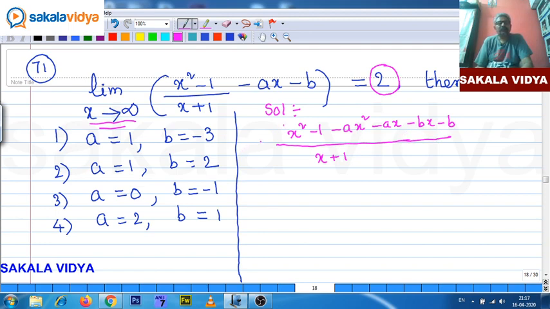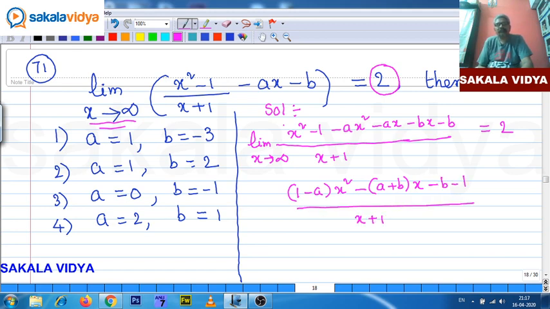So, now the limit x approaches to infinity is equal to finite value, constant 2. Now x square we can take out common. We have 1 minus a of x square, here take x common, we have minus of a plus b into x, next minus b minus 1, upon x plus 1. Limit x approaches to infinity is equal to 2. Apply L'Hospital's rule. Differentiation of x square is 2x. So, we have 2 times 1 minus a into x minus of a plus b, this is constant, 0, equal to x plus 1 differentiation is 1, 2.